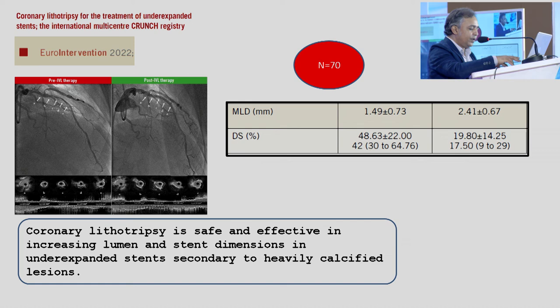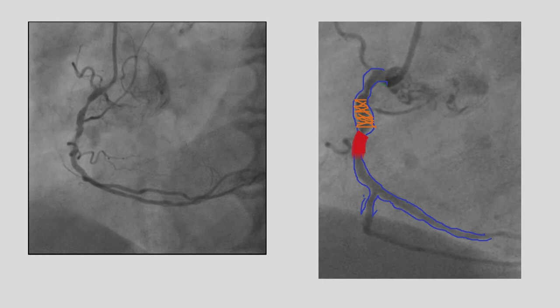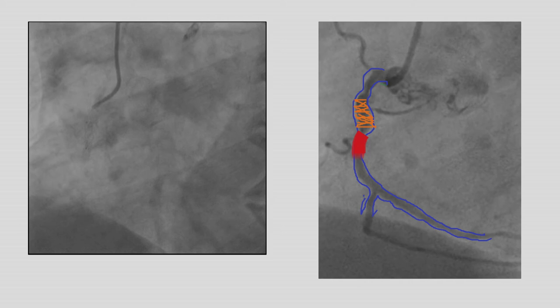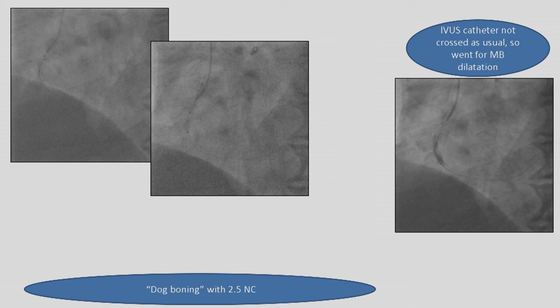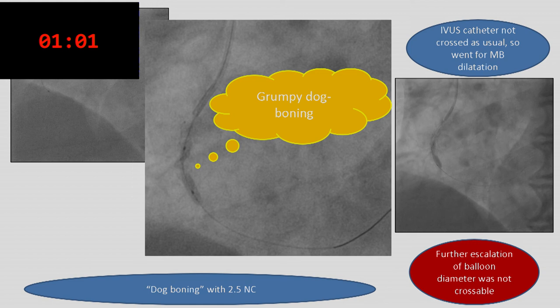Like this case in the ISR, you can see that there is a stent there, and beyond the stent, just proximal to the stent, and then within the stent itself, and just distal to the stent segment, there is a huge chunk like calcium there, and there is a tortuosity also there. So this is how I will deal with these things. IVUS catheter was not crossed even. And with the 2.5 NC balloon, you can see the dog-boning here. And further escalation of the balloon was not even possible with this one.